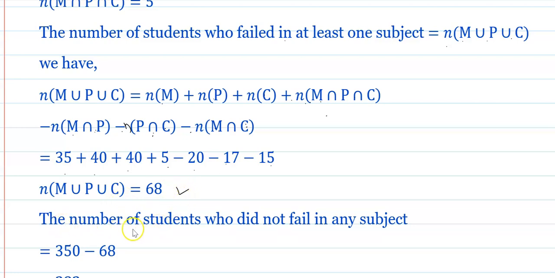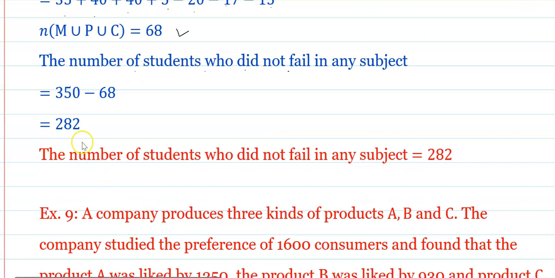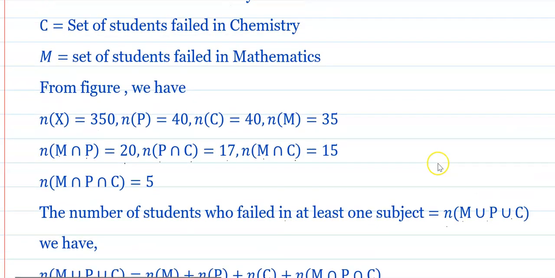Therefore, for the number of students who did not fail in any subject, that is, 68 students were such that they failed in at least one subject. Therefore, the number of students who did not fail in any subject is 350, the total number of students, minus 68, and then you will get 282. And hence the number of students who did not fail in any subject is 282. Okay. Can you all see this?